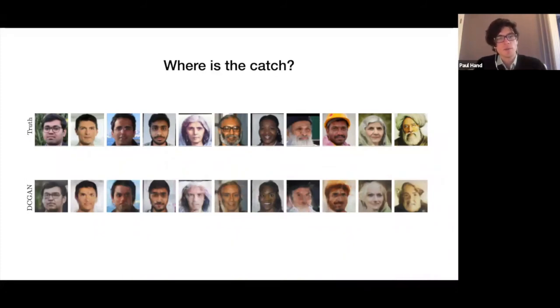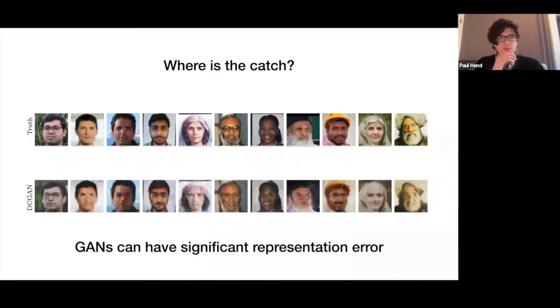And you can see, okay, it does kind of okay, but this guy in the middle, his glasses and beard get removed by the model, but in a meaningful way, right? And it takes this older lady on the right and turns her into a younger lady. This is because of the bias in the training data set. So indeed, these GANs, these generative models, can have significant representation error.